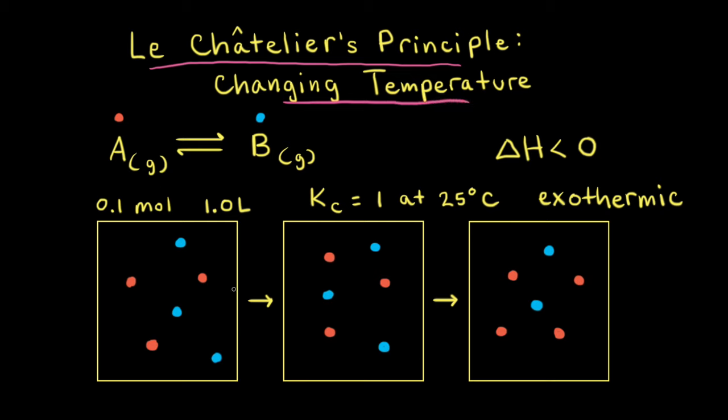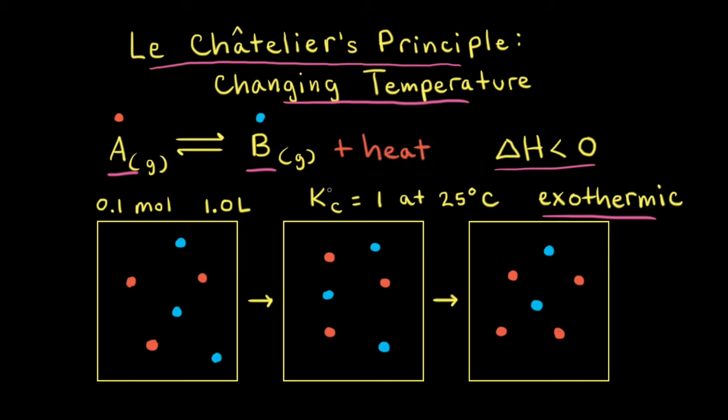As an example, let's look at the hypothetical reaction where gas A turns into gas B. Delta H for this reaction is less than zero, which tells us this is an exothermic reaction. And for an exothermic reaction, heat is given off, heat is released. Therefore, we can go ahead and write plus heat on the product side.